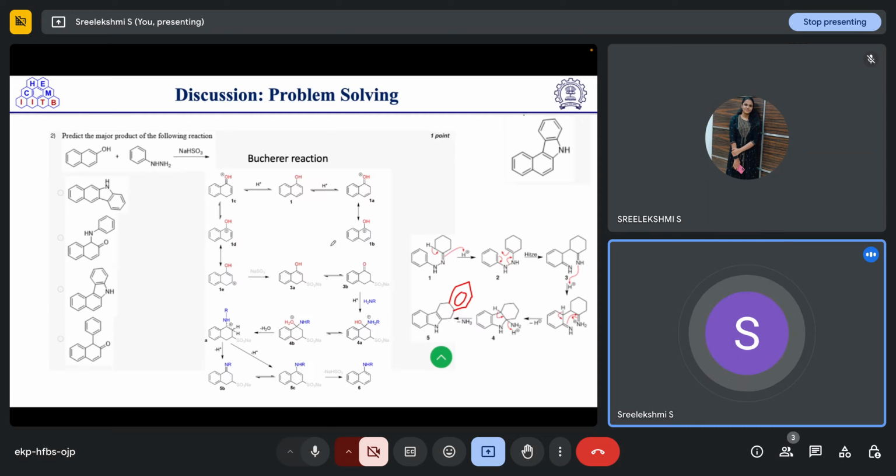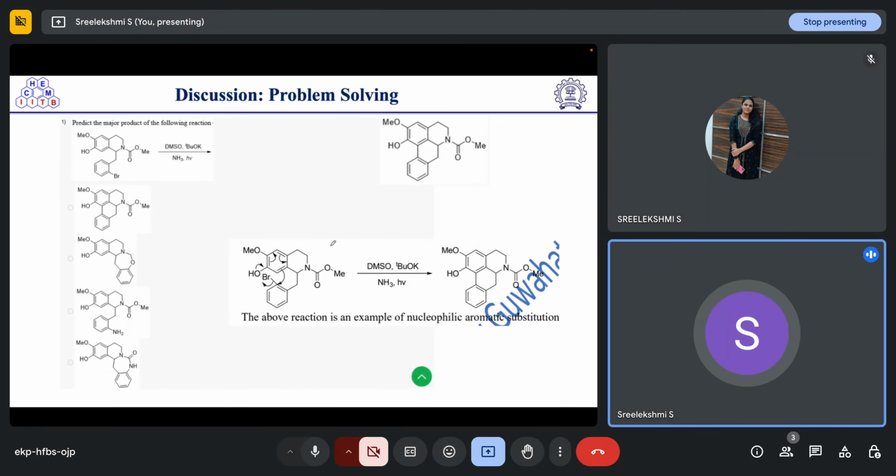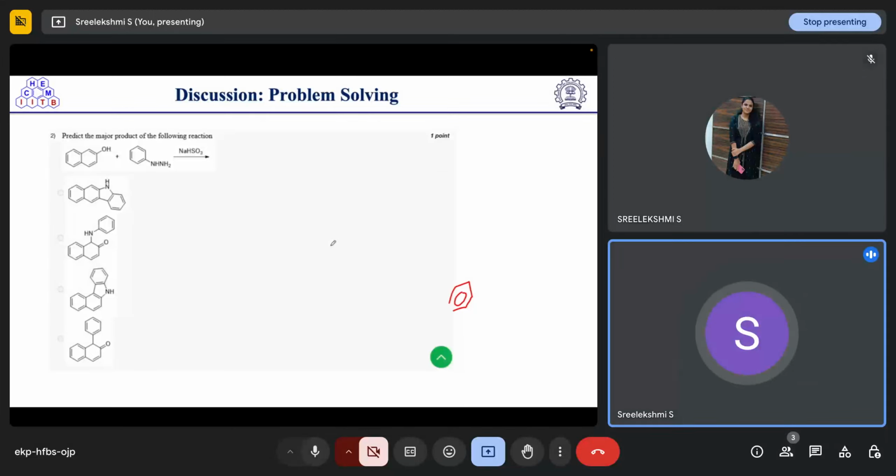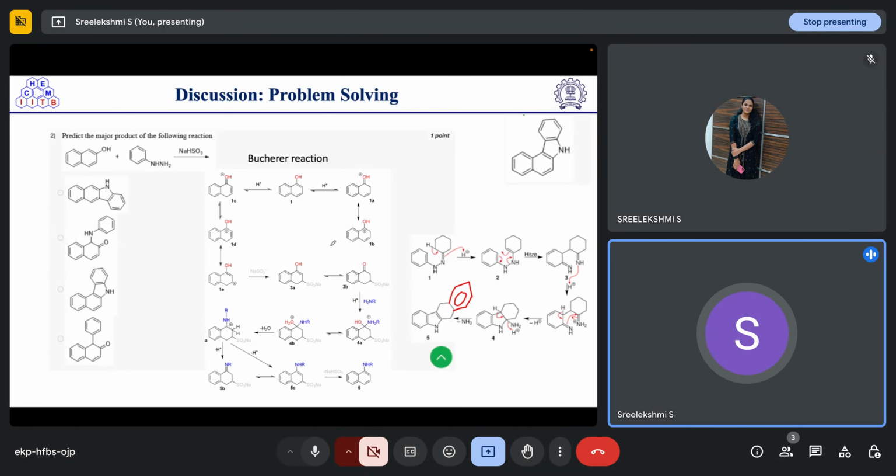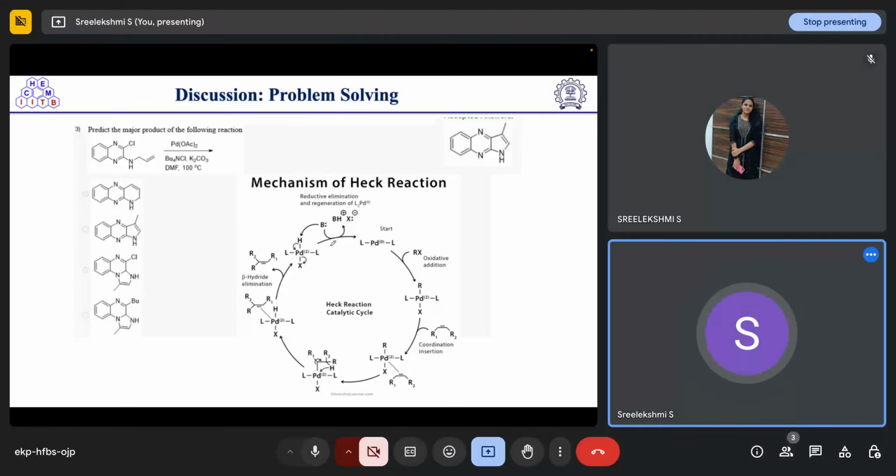I hope it is clear. So far, we have seen first one was nucleophilic aromatic substitution reaction, then the second one was Buchwald reaction, and the third one is Heck coupling reaction.